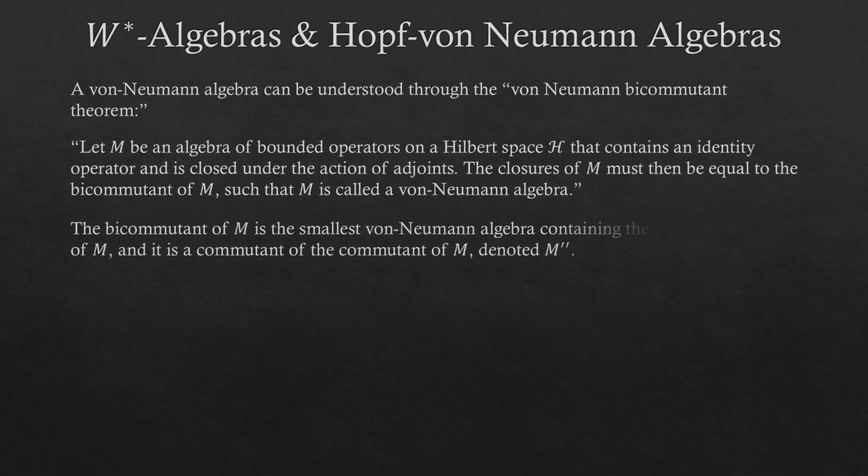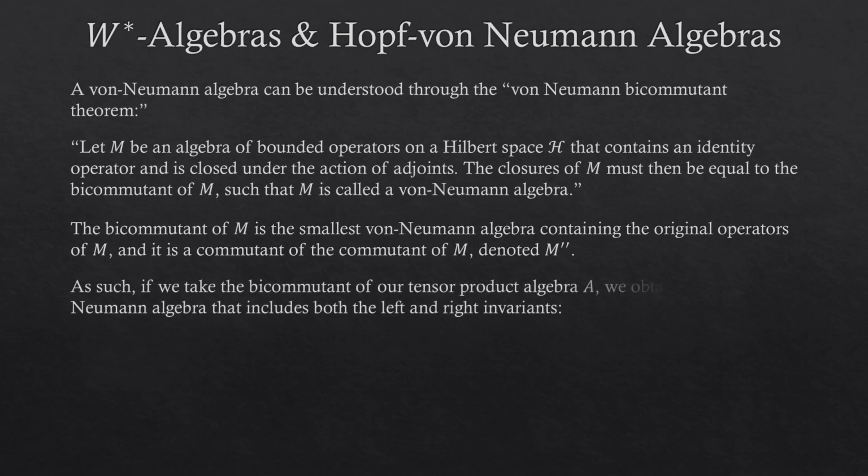So the bicommutant of M is basically the smallest von Neumann algebra containing the original operators of M, and it acts as, say, the commutant of the commutant of M, denoted M double prime. And so if we have M prime, we have those elements that commute, and then with M double prime, we have the elements that commute with the elements that commute in M. Think of it that way. And as such, if we take the bicommutant of our tensor product algebra A, we obtain a von Neumann algebra that includes both the left and right invariant differential operators.